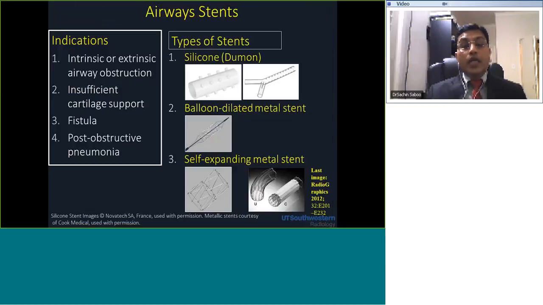Let's look at the types of stent and why certain stents may be difficult to identify on the radiograph. This is a silicone stent, cylindrical and Y-shaped, which can be difficult to identify on the radiograph, but metal stents are easy to identify, and these include balloon dilated and self-expanding metal stents, as you can see on this image.